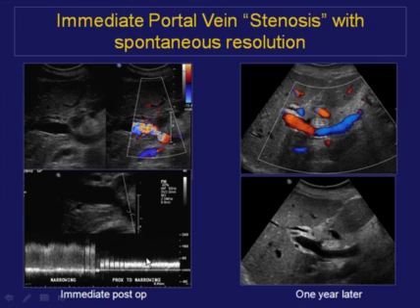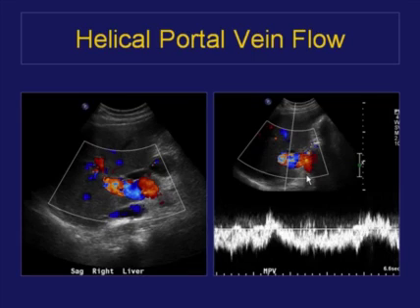Again, one can just watch this, assuming that the patient is doing well and there are no other signs of increasing portal hypertension, such as ascites. And this patient actually was seen quite a bit later, had been doing well, and 1 year later, this relative mismatch has essentially resolved, and there's perfectly normal flow without any elevated venous waveform.